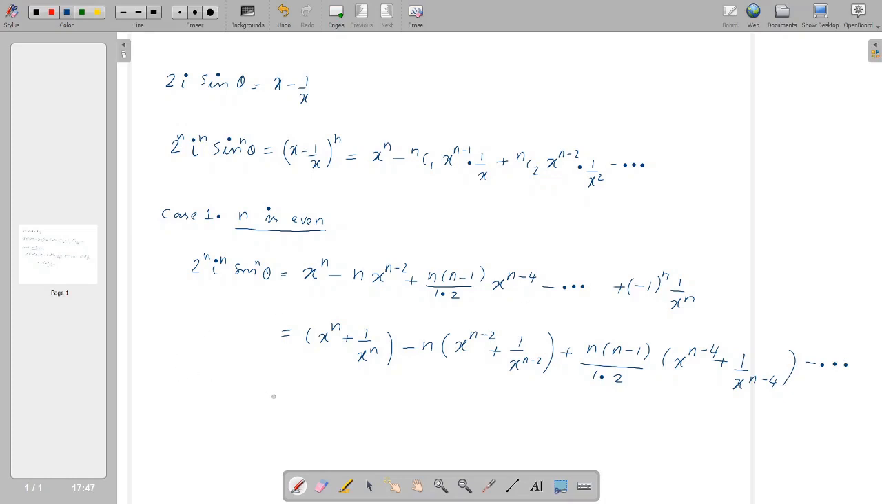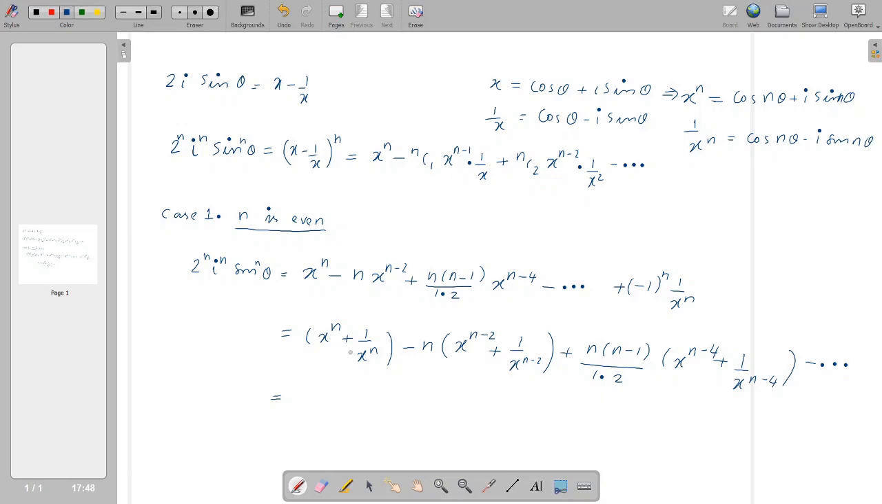So this can be replaced by, you know, we already took the assumption that x equals cos theta plus i sin theta, and 1 by x will be cos theta minus i sin theta. When we take the difference of these two, x minus 1 by x, you will get 2i sin theta, and if we add these two, we will get 2 times cos theta. As a consequence, x raised to n equals cos n theta plus i sin n theta by de Moivre's theorem, and 1 by x raised to n equals cos n theta minus i sin n theta.